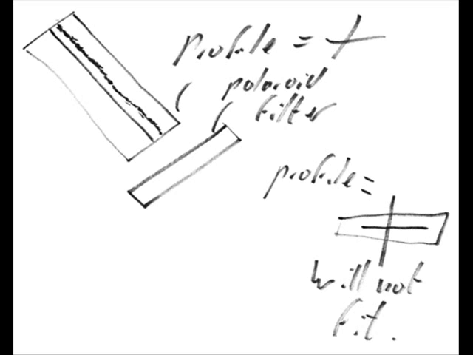This is how you tell the difference between transverse and longitudinal waves. A longitudinal wave is unaffected by a Polaroid, but a transverse wave is.